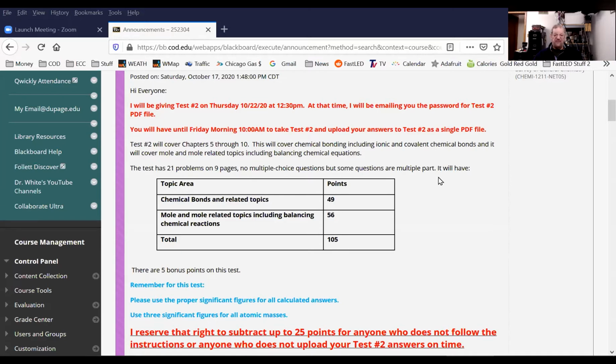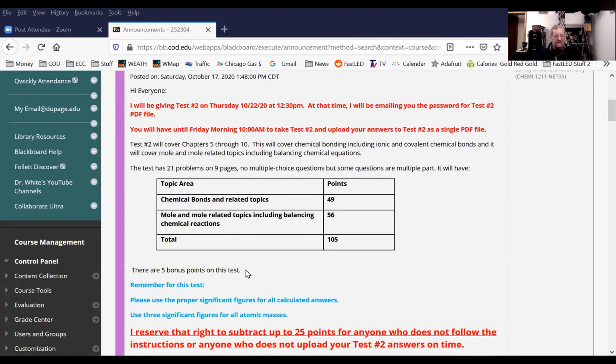It will have the various topic areas: chemical bonds and related topics, 49 points; mole and mole-related topics, including balanced chemical reactions, 56 points. And look, it adds up to 105. So there's 5, yes, 5 bonus points. See, it even says it on the screen.